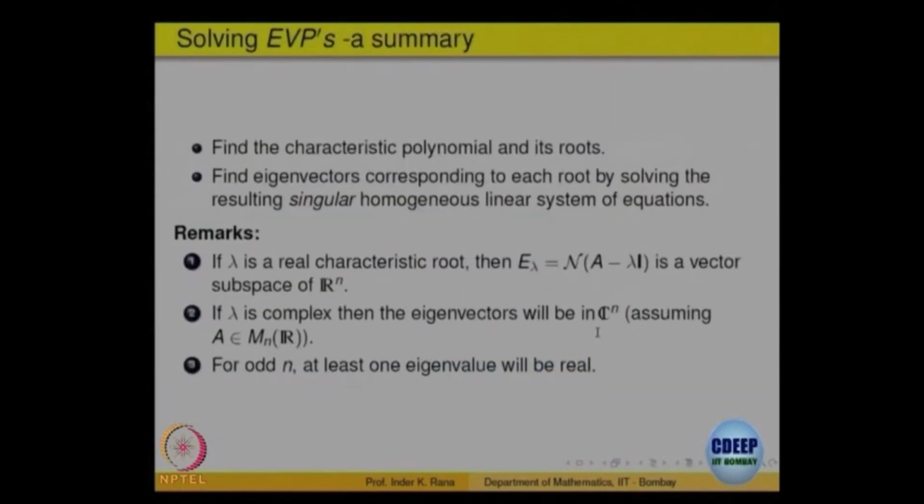So, basically let me summarize. The eigenvalue problem is basically: find the characteristic polynomial, find its roots, find eigenvectors by solving the resulting singular homogeneous system. As I said, you can put them all together in one box, the null space of A minus lambda I, that depends on the eigenvalue lambda. You can also call it an eigen subspace, a vector subspace corresponding to the eigenvalue lambda.